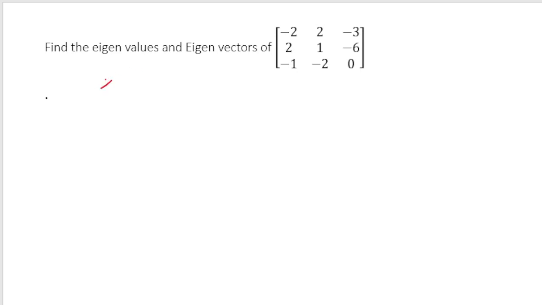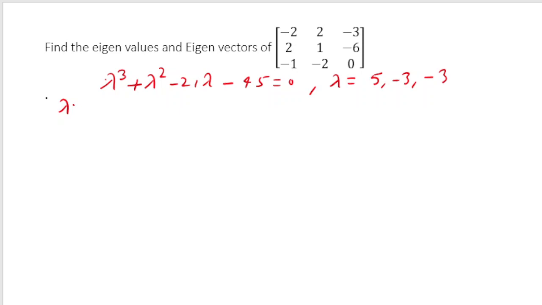So its characteristic equation will be given by lambda cube plus lambda square minus 21 lambda minus 45 is equal to 0, and its characteristic roots will be given by 5, minus 3 and minus 3, right? You can verify it is minus 6 plus 5, minus 1, and also trace is minus 1. I want to calculate for lambda is equal to minus 3. I want to calculate the eigenvector.